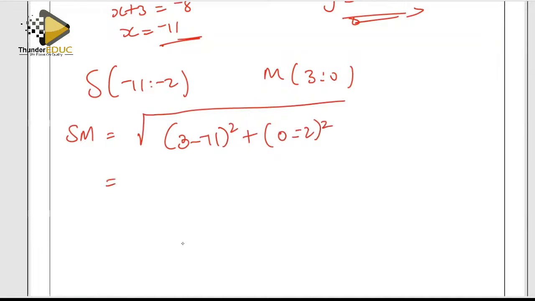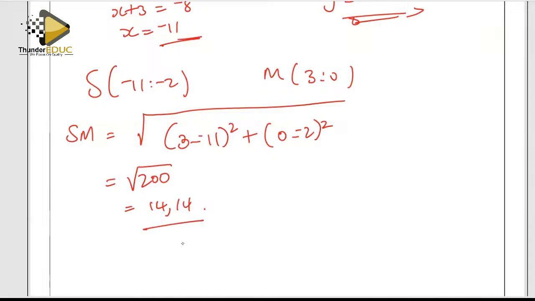Guys, I apologize for not writing the formulas, but you know what we're doing. So this is going to be 14 squared plus 2 squared. 14 squared plus 4 gives me 200. Then the square root of 200.